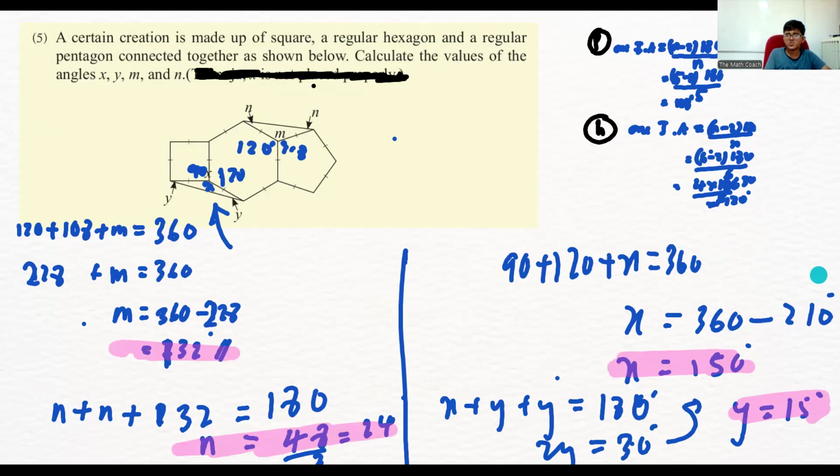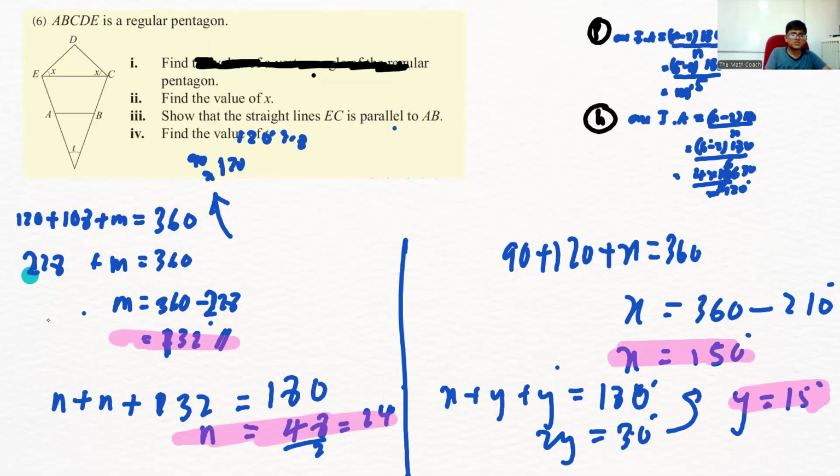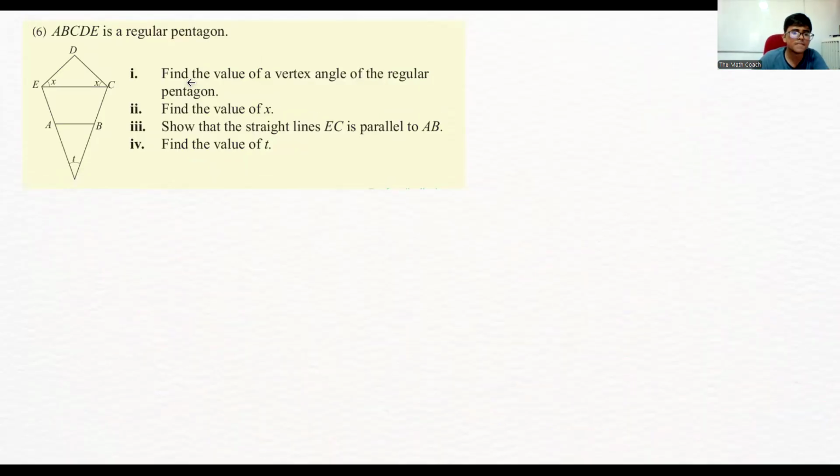Okay, let's go for the last question, last grand finale. So the sixth one is going to be, let's see. In the sixth one we have ABCDE is a regular pentagon. Find the value of the vertex angle of a regular pentagon. So there is a pentagon here. I think I see ABCDE.